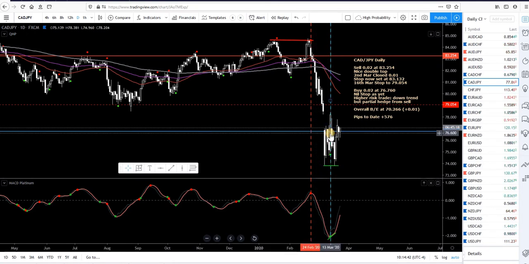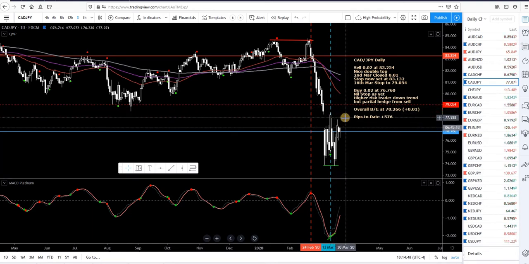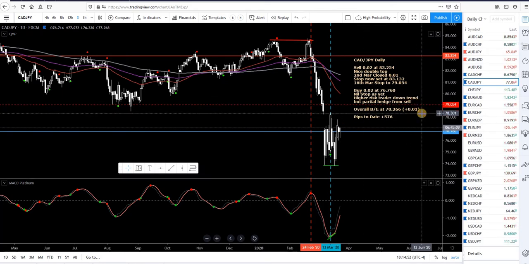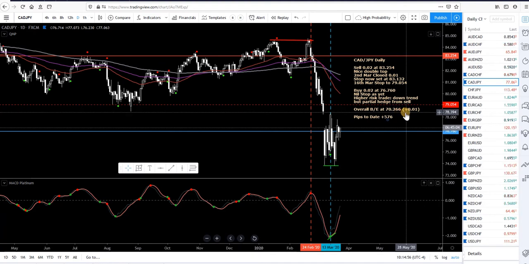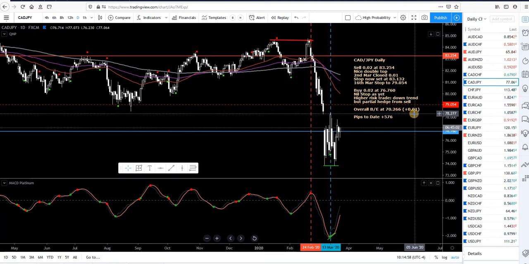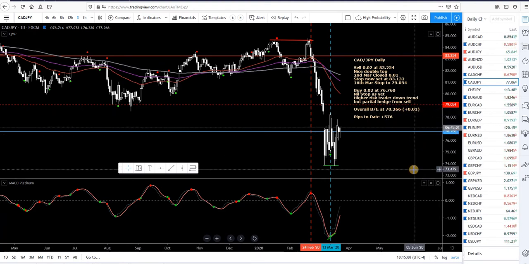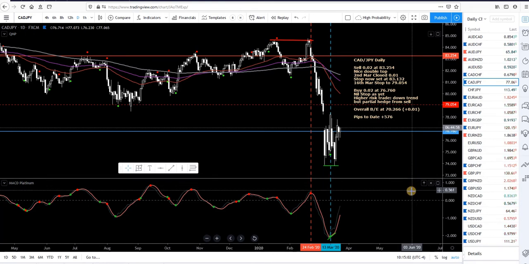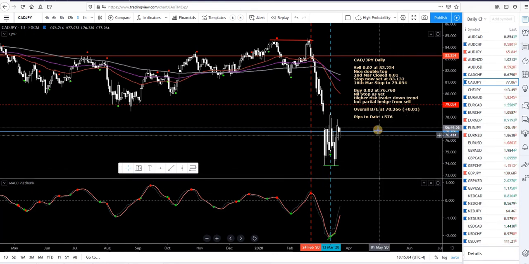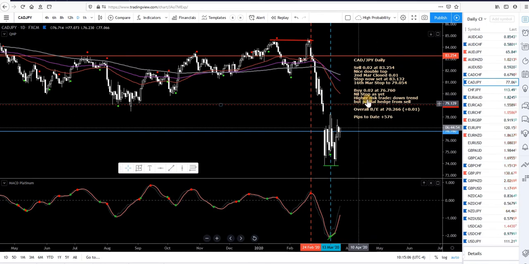So I took another buy here. Price is now above my buy level, which is good. Sell is still in place. I've got a partial hedge in place, and my overall break even is down at 70.266 and a net positive 0.01. So as long as, and 70 point is below the fold, way down here somewhere, way below. As long as price stays above that level, I can close both these trades and be in profit. So the CAD Yen is looking all right.